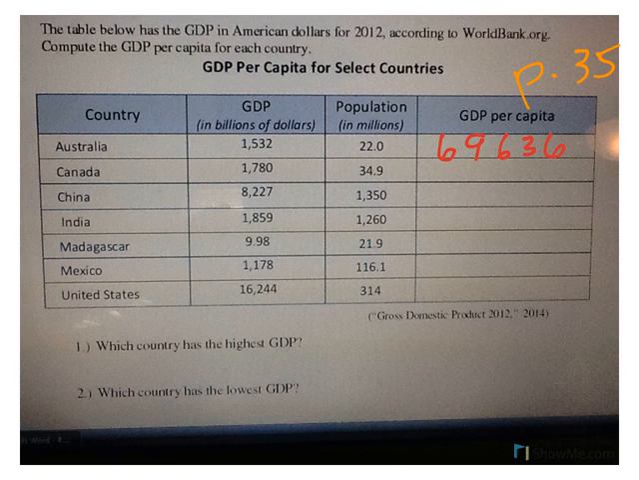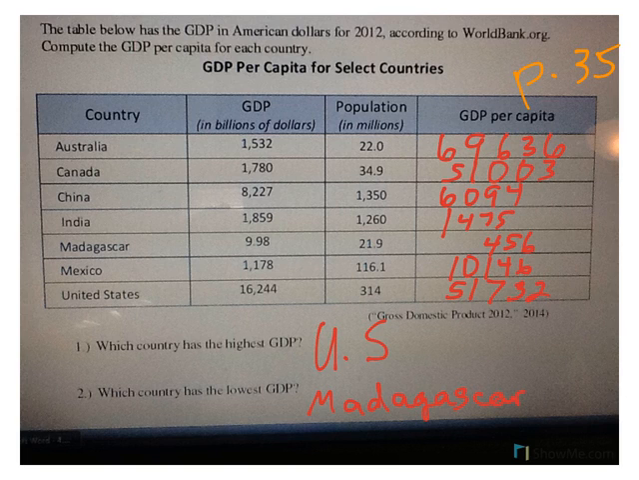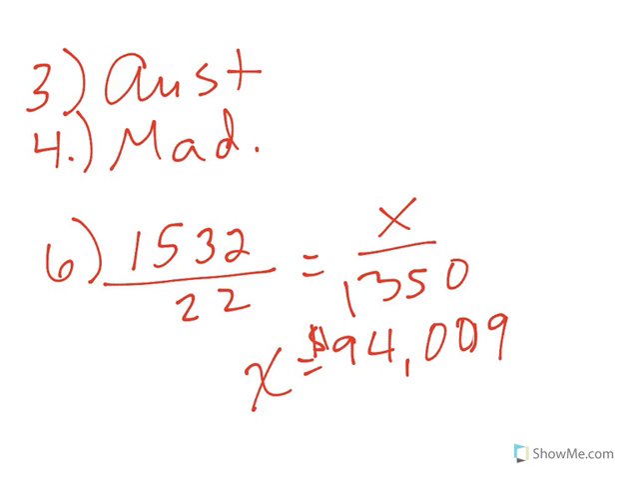Hit pause, finish out this table, and actually go ahead and answer the rest of the questions on this page dealing with the table. And I'll go ahead and do that on pages after this. Okay, finishing out this page, you'll see the gross domestic product per capita. In the first 2 questions, make sure you're paying attention. They just ask for the country of the highest and lowest GDP, not per capita, just GDP. So in number 1, we've got the U.S., and in number 2, we've got Madagascar. So going to the last questions, highest GDP per capita is Australia, number 3. Number 4, Madagascar's got the lowest GDP per capita.